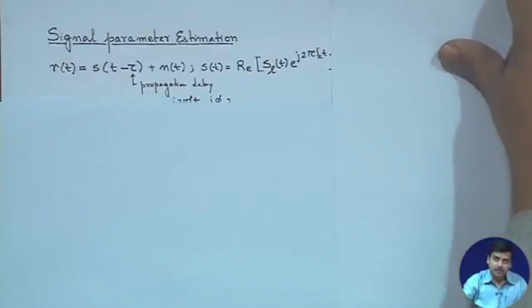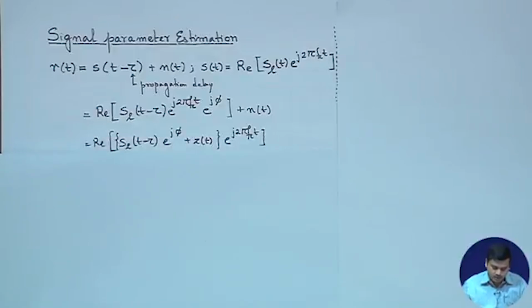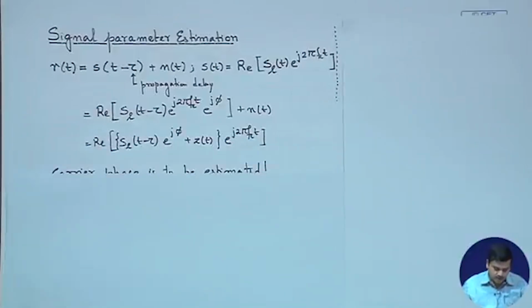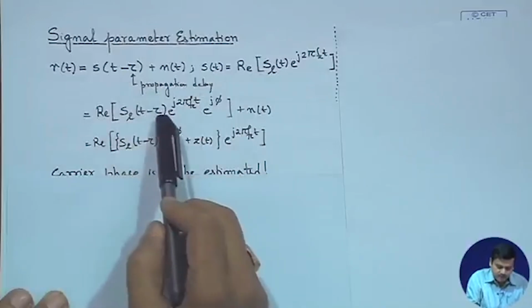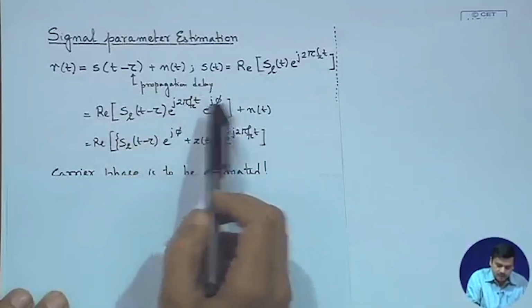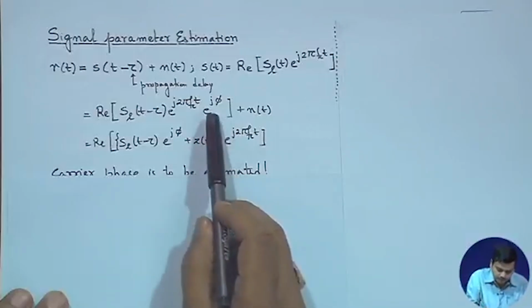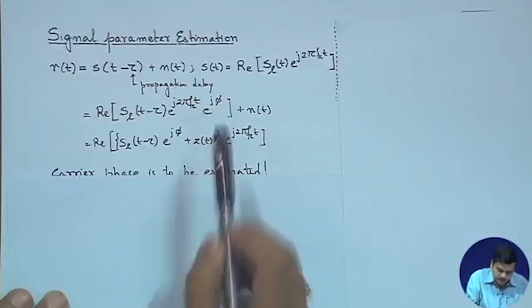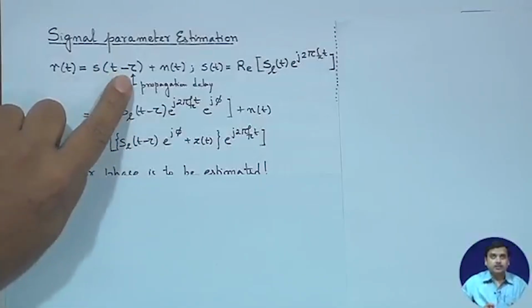So, I am not explaining further on these models, and one could expand the s t using whatever we have here. Since we have s t minus tau, there is a phase component associated with it now, and this phase is mainly due to the propagation delay, that is one.